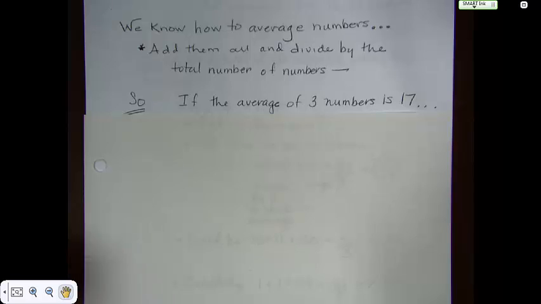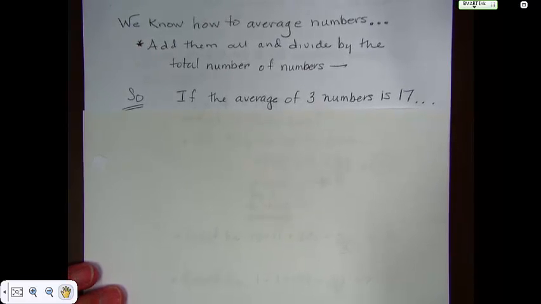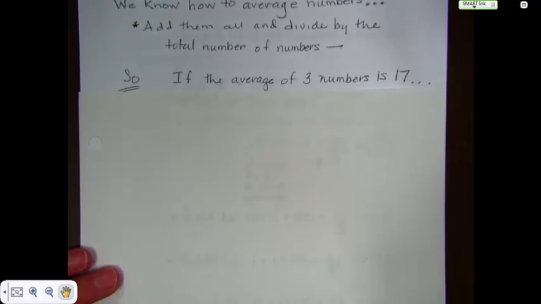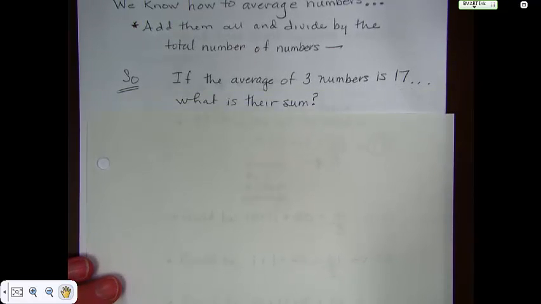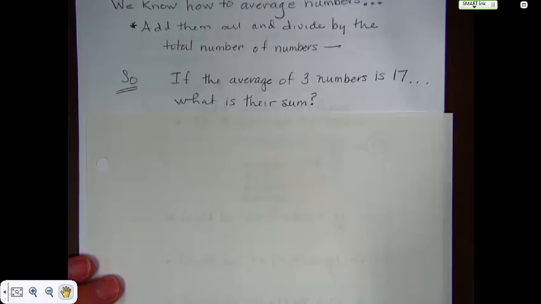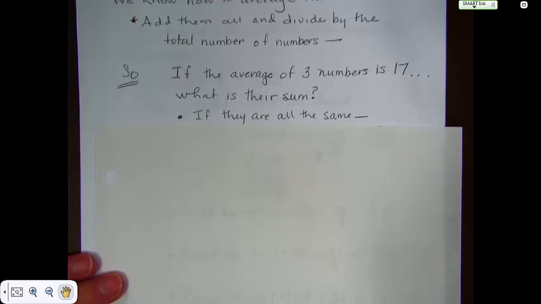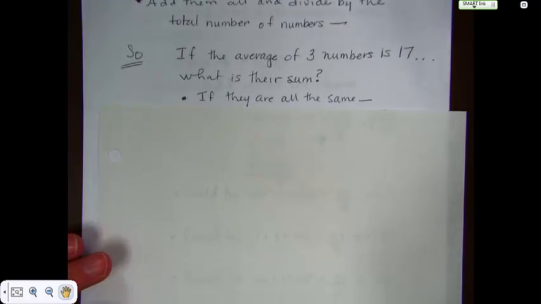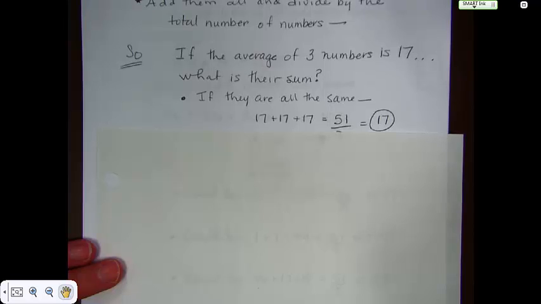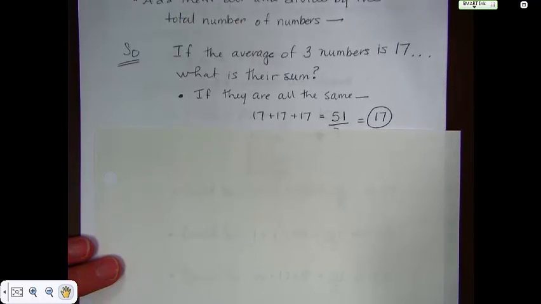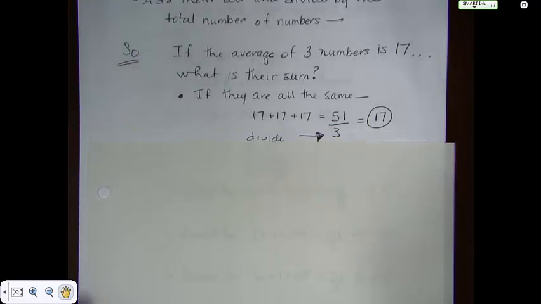So let's pretend here. If the average of three numbers is 17, and you're not told what the numbers are, what is their sum? Well, if they're all the same, meaning they're all 17, you could add 17 plus 17 plus 17 and you would get 51. Well, that's the number we're looking for. Their sum is 51, because you have to divide it by 3.